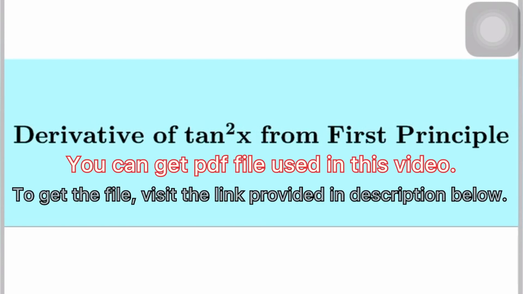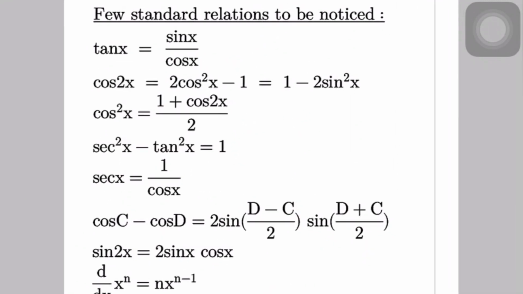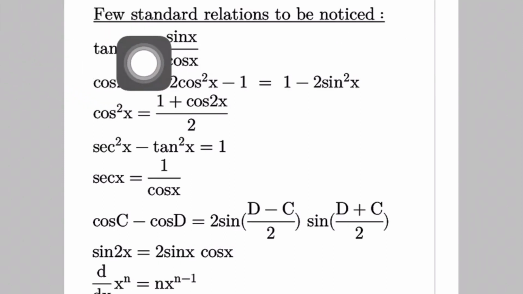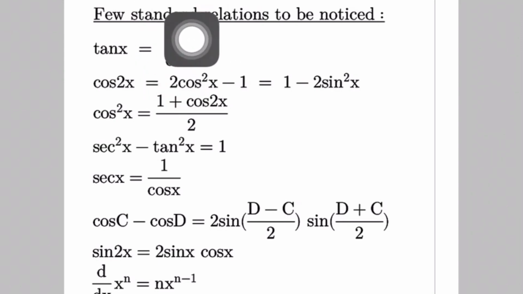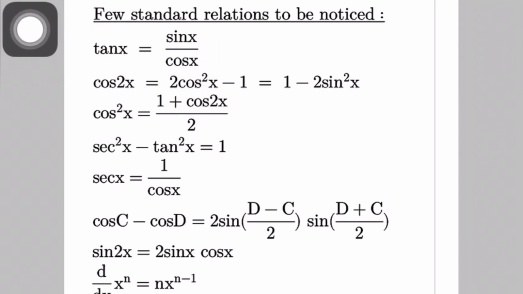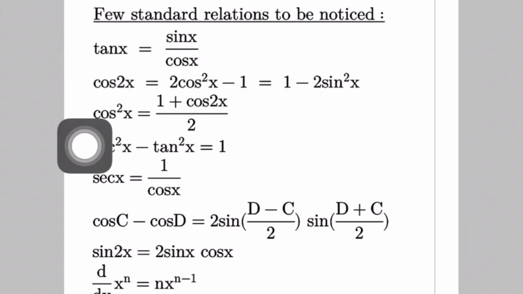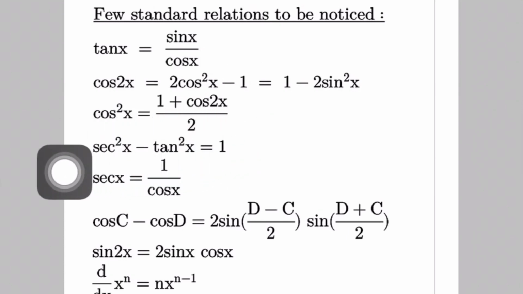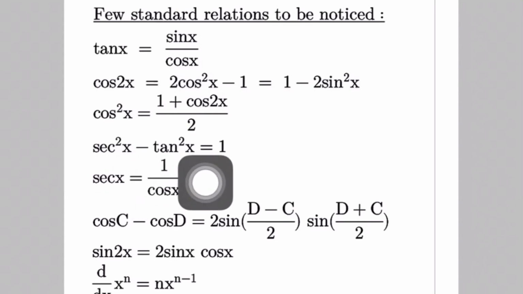Before proceeding with the steps of finding the derivative of this function, let me remind you of a few standard relations. For example, you have to remember that tan x is expressed in terms of sin x and cos x by the relation sin x divided by cos x. You can also write cos 2x is equal to 2 times cos square x minus 1, and that is also equal to 1 minus 2 times sin square x. From this one you can get cos square x is equal to (1 plus cos 2x) divided by 2, and you know sec square x minus tan square x is equal to 1.